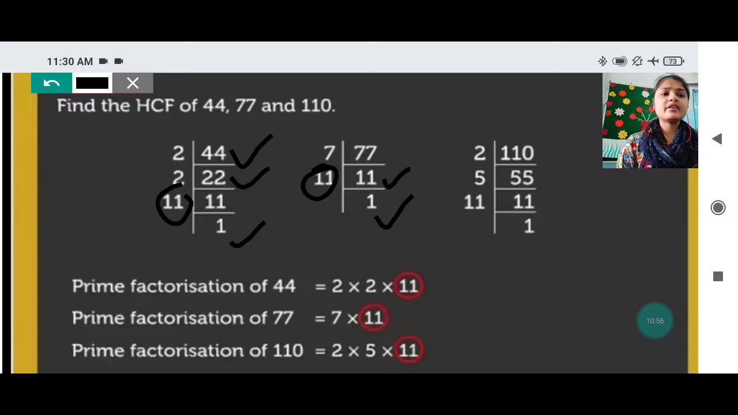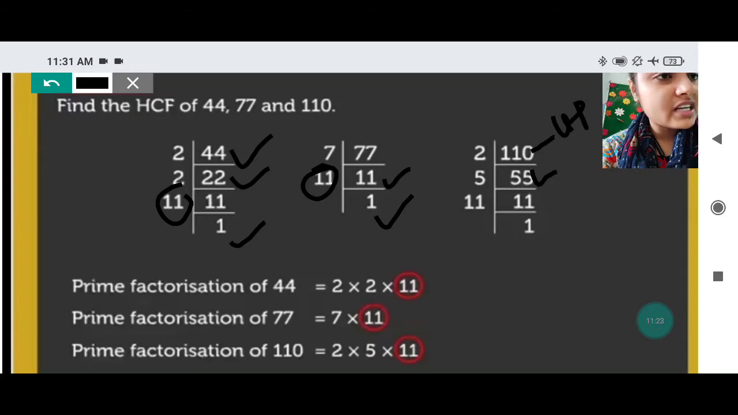Again I will divide 110. Then 110 is an even number, so it is divisible by 2. And how have we identified that it is an even number? We have seen that the unit place is 0. Unit place is 0, so it is an even number, so it is divisible by 2. When we divide this 110 by 2, my dear, we get 55.